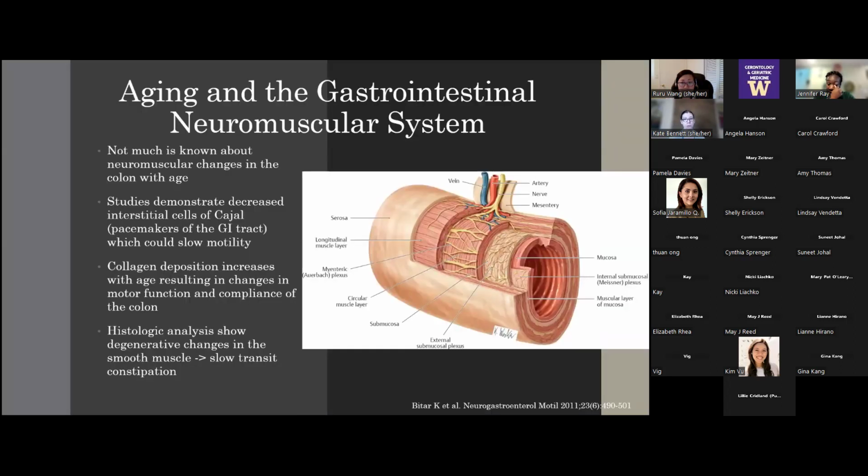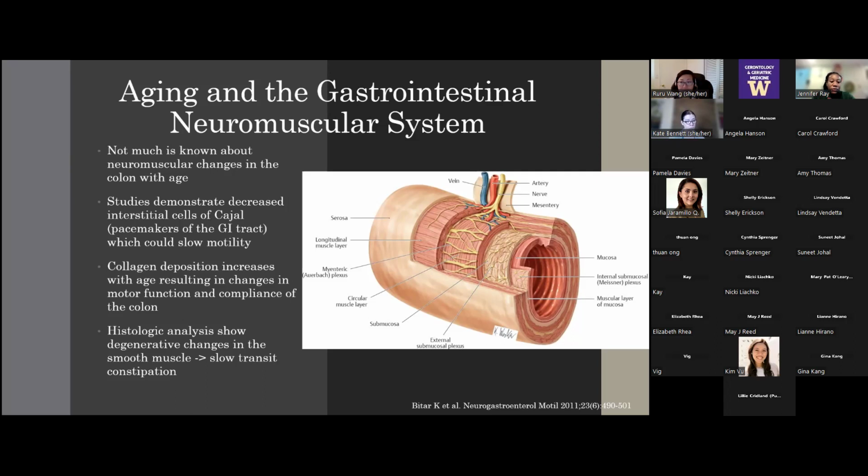Aging and the GI neurologic system. So for constipation in the colon, not much is known about neuromuscular changes as we get older. I found a few studies that looked at histopathology as we get older, and they found that we have decreased interstitial cells of Cajal. And these are throughout your entire GI tract. Those are the pacemakers of the GI tract. They send electrical stimulation to help move and contribute to peristalsis. So having loss of those could cause slow motility or slow transit constipation.